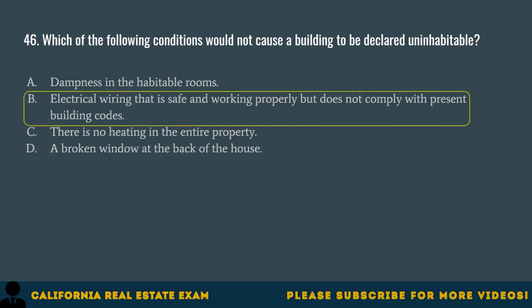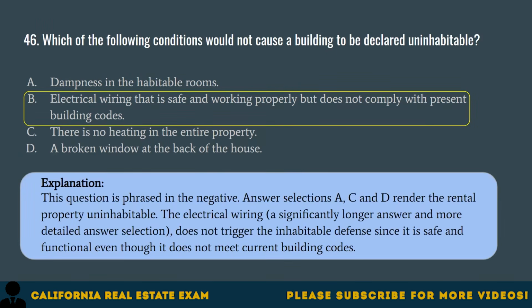Electrical wiring that is safe and working properly but does not comply with present building code. This question is phrased in the negative. Answer selections A, C, and D render the rental property uninhabitable. The electrical wiring, a significantly longer and more detailed answer selection, does not trigger the uninhabitable defense since it is safe and functional, even though it does not meet current building codes.